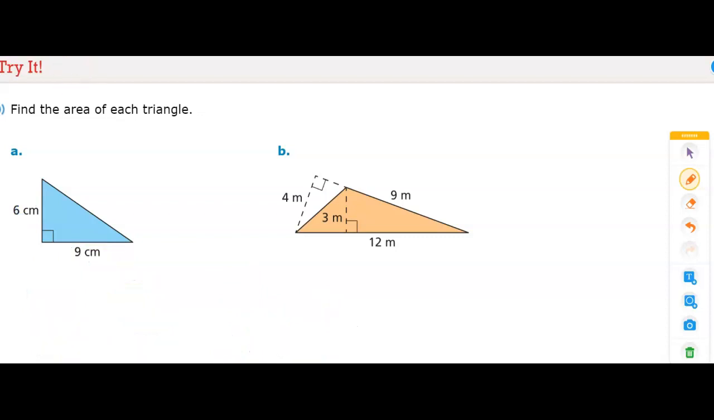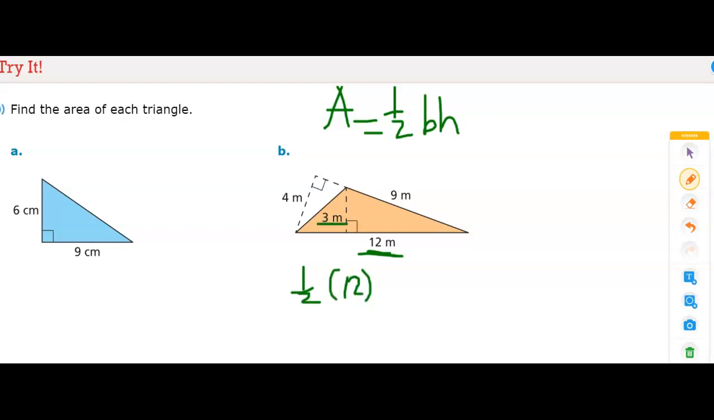Now we have B, and you need to find the area of this triangle. So once again you have the formula of area is equal to 1/2 times base times height. We're going to take the 12 as our base. Then we're going to take the 3 as our height. And then we multiply. So we have 1/2 times 12 times 3.